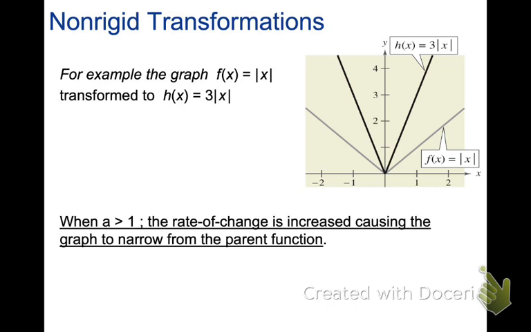one, and then I have 3 absolute value of X, we've discussed that the higher that A is, the narrower it gets. Yes? So that's the 3. And again, right here, when A is greater than 1, the rate of change is increased, causing the graph to narrow from the parent function. So if A is greater than 1, it is narrower than the parent function. That's what you need to get out of that slide.